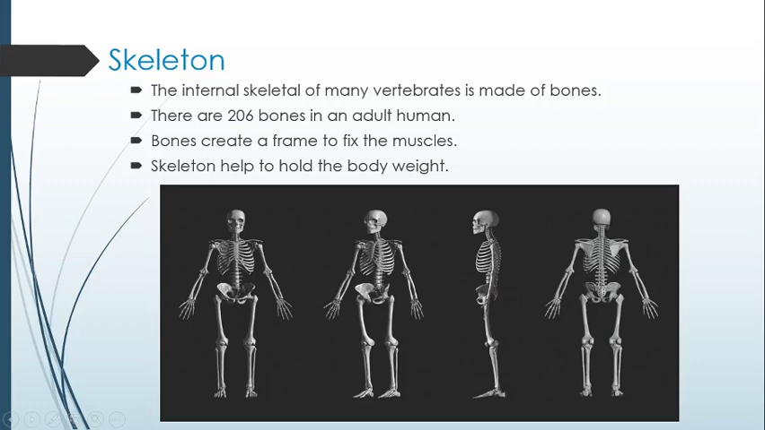Skeleton. The internal skeleton of many vertebrates is made of bones. Our skeleton is also made from bones. But in some animals, such as fish, their skeleton is made of cartilage. There are 206 bones in an adult human. Bones create a frame to fix the muscles. All the muscles are connected to these bones. So the skeleton mainly helps to hold the body weight and keep the rigidity of our body.